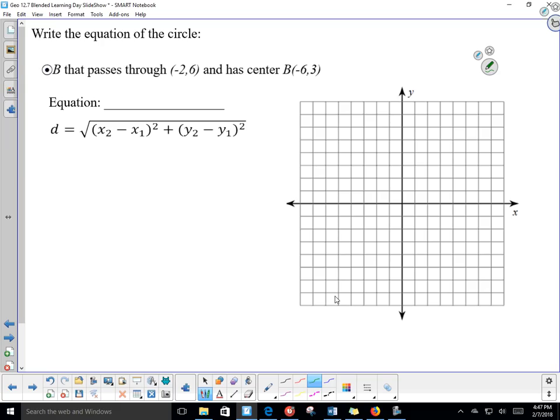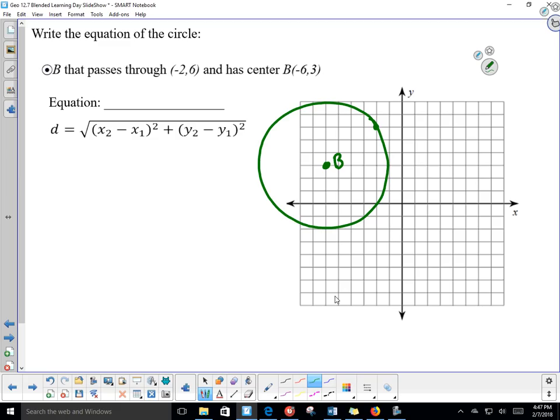We want the center to be at -6, 3. That would be right here. So this is point B. That's the center of our circle. And we want it to pass through -2, 6. So we want it to go through this point. So if you're getting a visual of what we're talking about, we're trying to get the equation of a circle that looks something like this. So how are we going to do that?